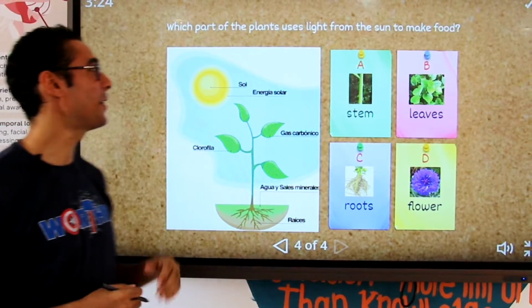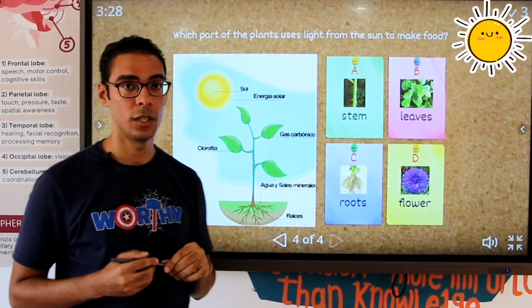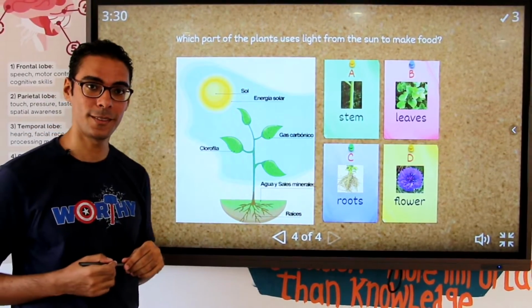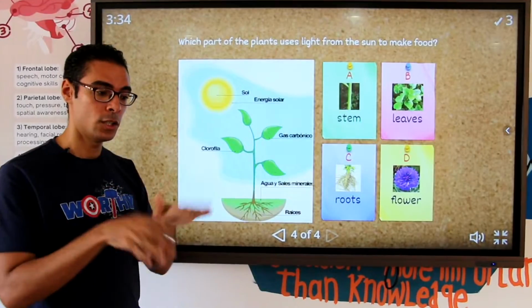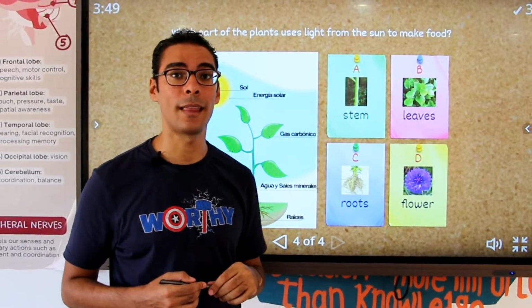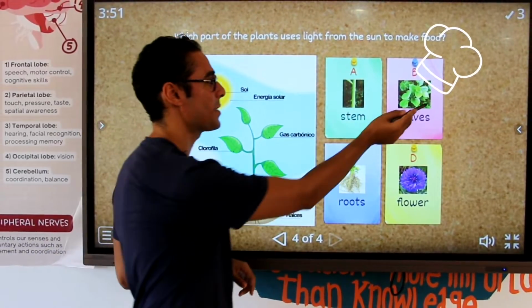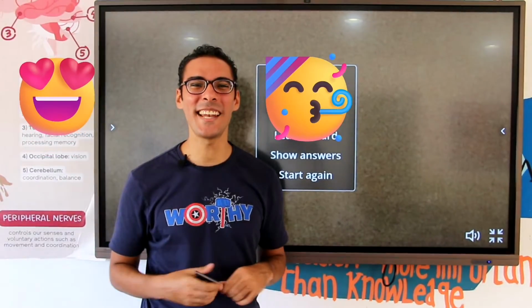The last question here: which part of the plant takes the light from the sun to make food? A part of the plant present in front of you is responsible for capturing the sunlight to make its own food. A part of the plant that uses the light of the sun to create the food for the plant. And I guess you caught it right. It's this one, leaves. Perfect. Let's move to the next challenge.